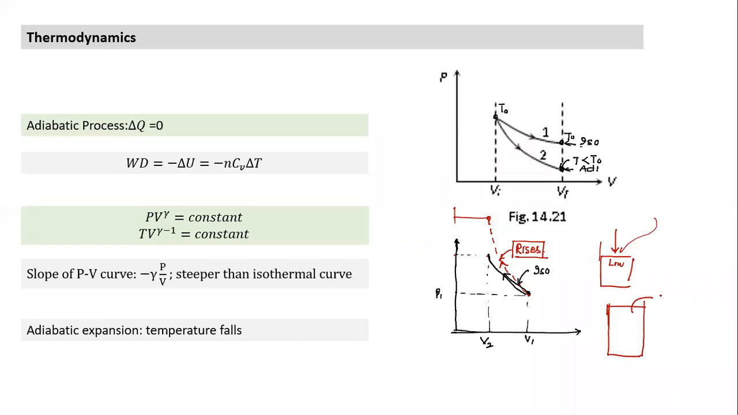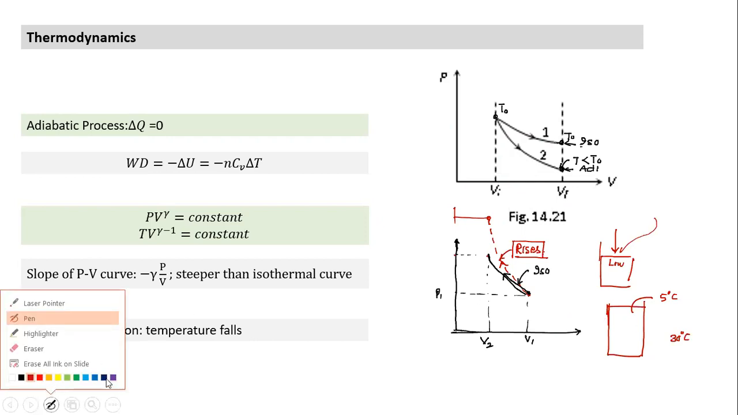This gas is at a temperature of 5 degrees centigrade. Okay. And what is the outside temperature? Outside temperature is 30 degrees centigrade. What will happen if we suddenly compress this gas? Sudden compression is always adiabatic.